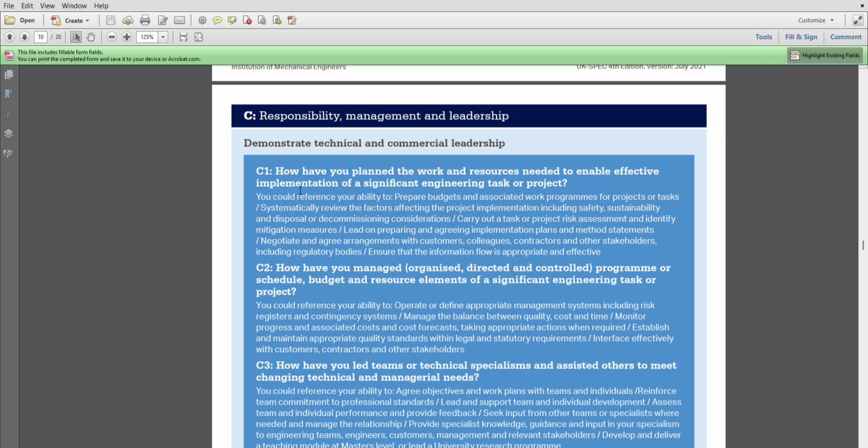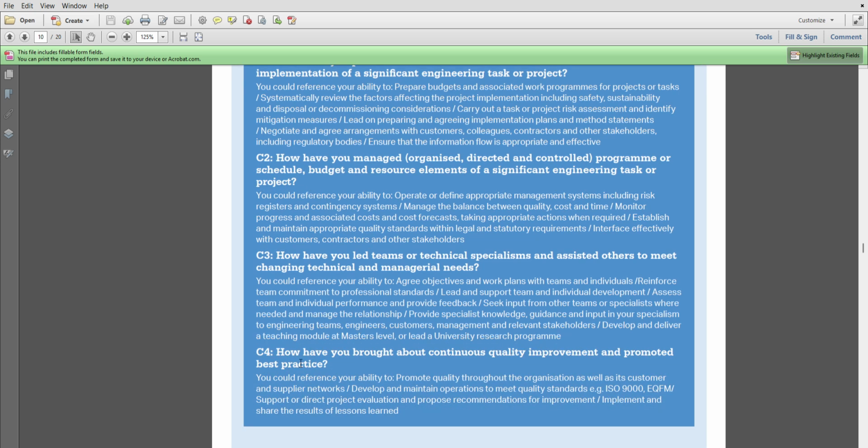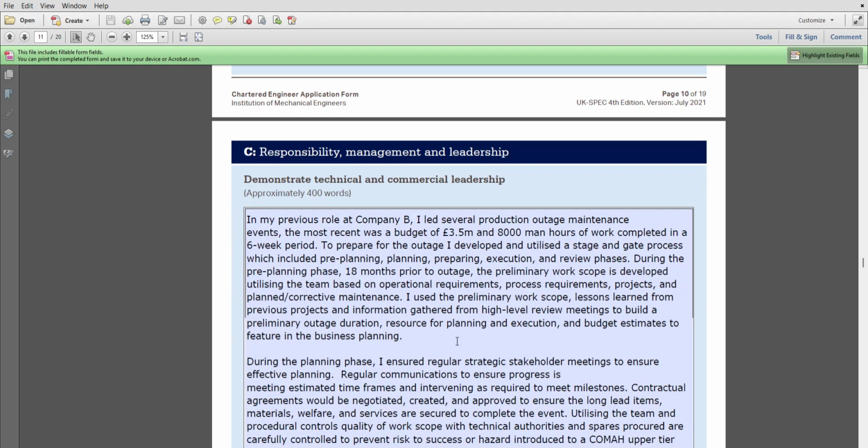So questions to consider are under C1, how have you planned the work and resources needed to enable effective implementation of a significant engineering task or project? It talks about management of schedule and budget under C2, leading teams under C3, and C4 says, how have you brought about continuous quality improvement and promoted best practice? So let's look at one paragraph under the C competence.